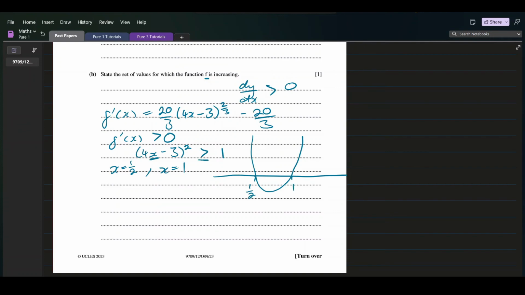And we want the greater than region, so the region that's above the x-axis. And so we have 2 of those regions. So that's x is less than a half and x is greater than 1. So what this means is that f prime of x is our gradient function, and this gradient function is above the x-axis when x is less than a half and when x is greater than 1. When it is above the x-axis, it is positive. The function is increasing. So this would be our final answer.